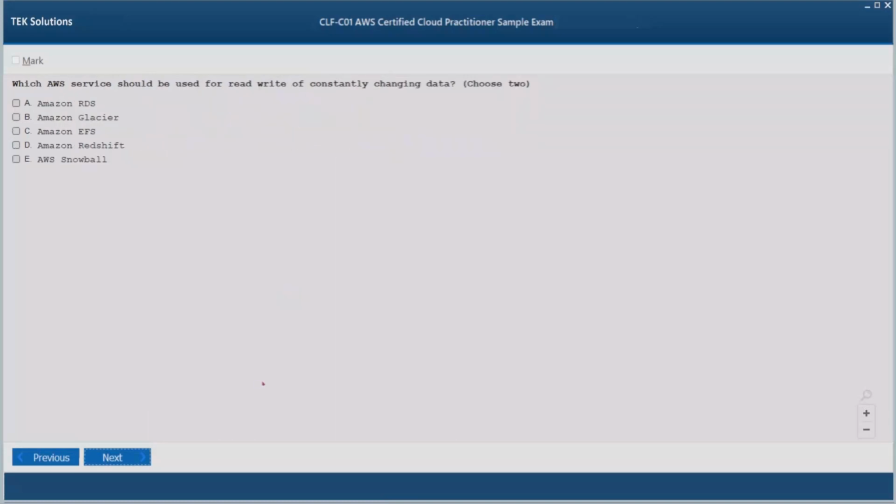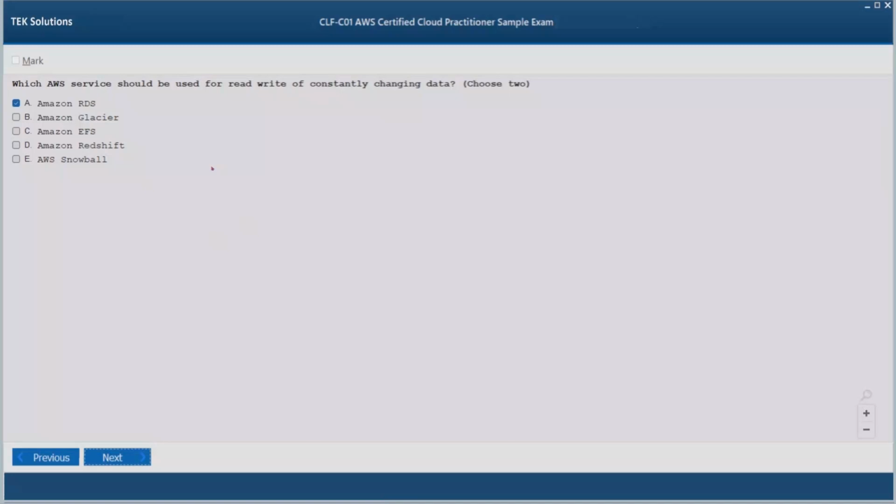Which AWS service should be used for read-write of constantly changing data? Choose two. We are going to write constantly changing data. So option A, Amazon RDS, B, Amazon Glacier, C, Amazon EFS, D, Amazon Redshift, E, AWS Snowball. Let's start with A, Amazon RDS. It looks like a correct answer because this is a relational database service and we are going to write constantly changing data. So this is the correct answer here.